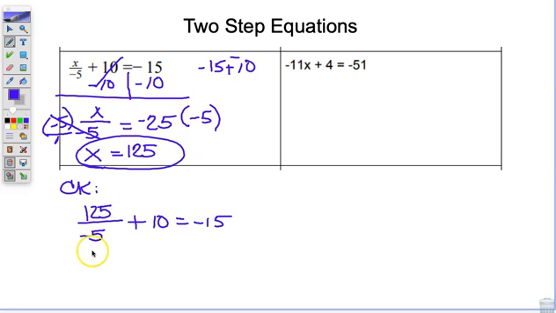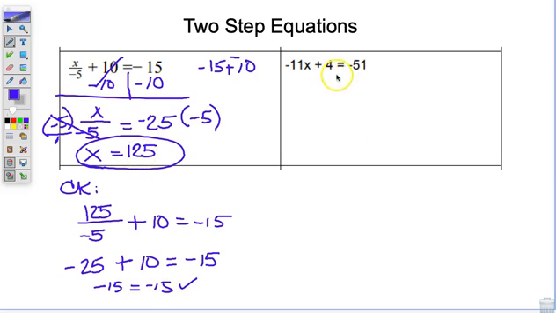125 divided by a negative 5, you should get a negative answer down here. And let's see what you should have. This right here is going to go into it negative 25 plus 10 is equal to negative 15. When I add these two together, I do get a negative 15, so it does check out. So we are correct. The answer is 125.